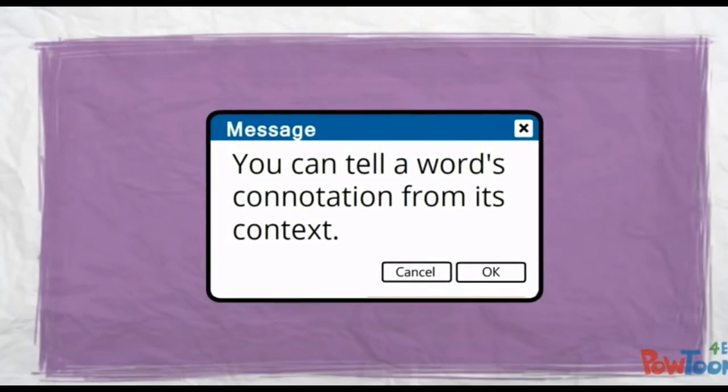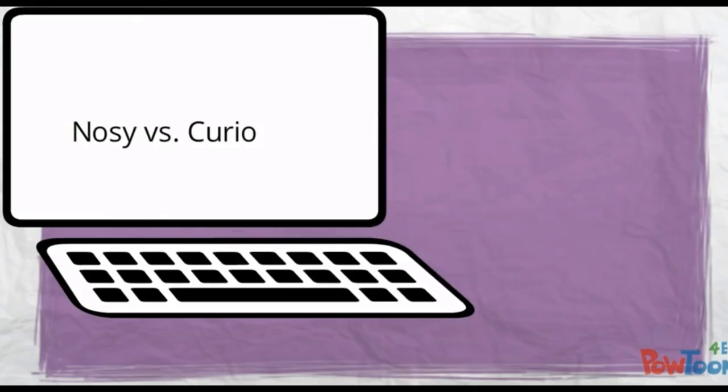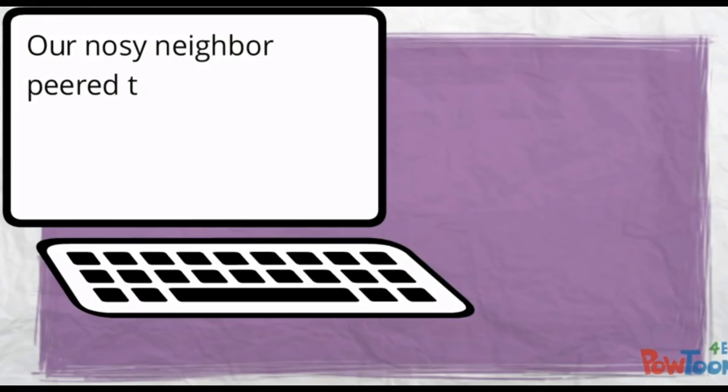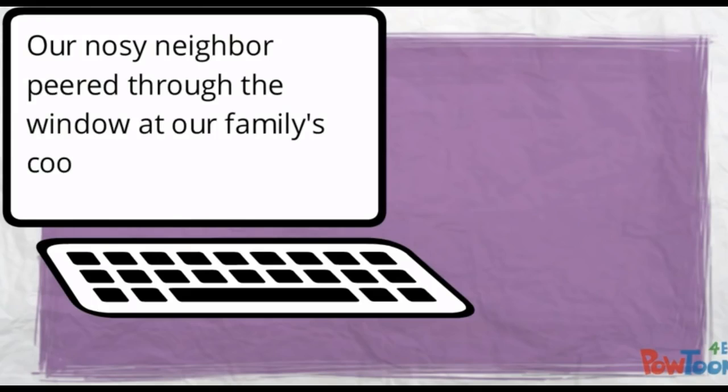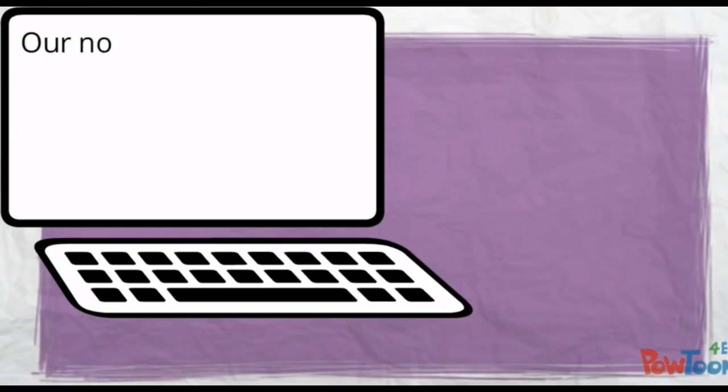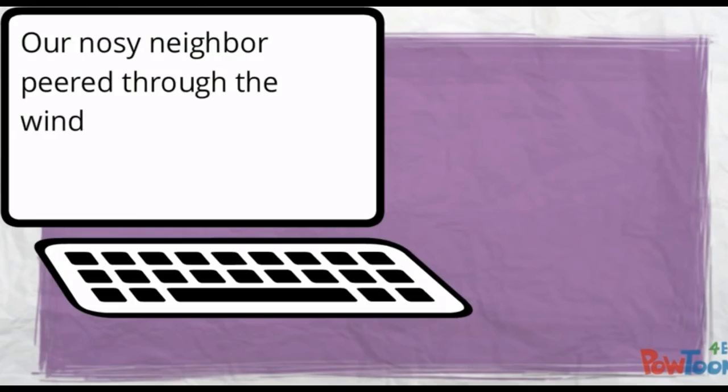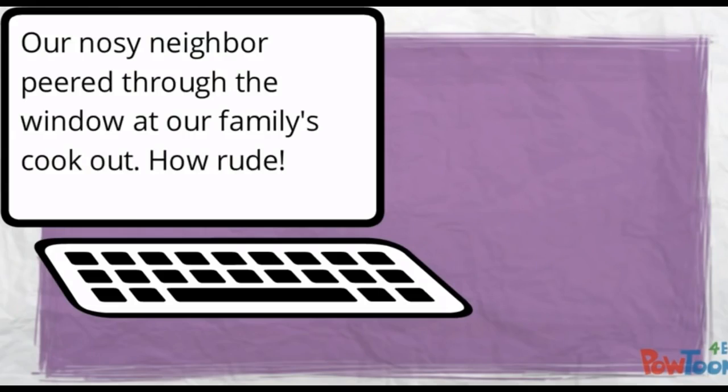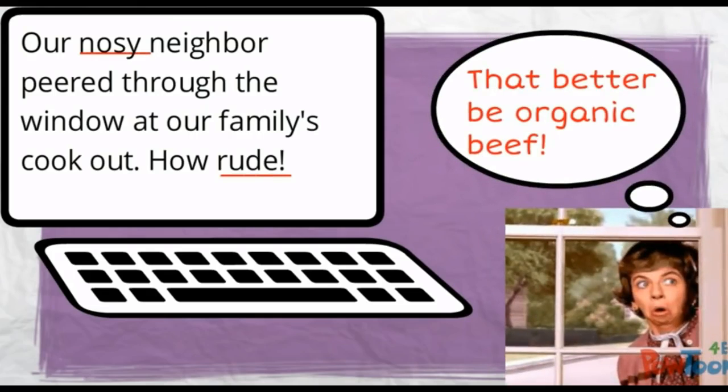You can often tell a word's connotation from its context. Let's take a look at nosy versus curious. So our first sentence is, our nosy neighbor peered through the window at our family's cookout. How rude! Using context clues, we know that our nosy neighbor is rude, so we can figure out that in this case, nosy has a negative connotation.